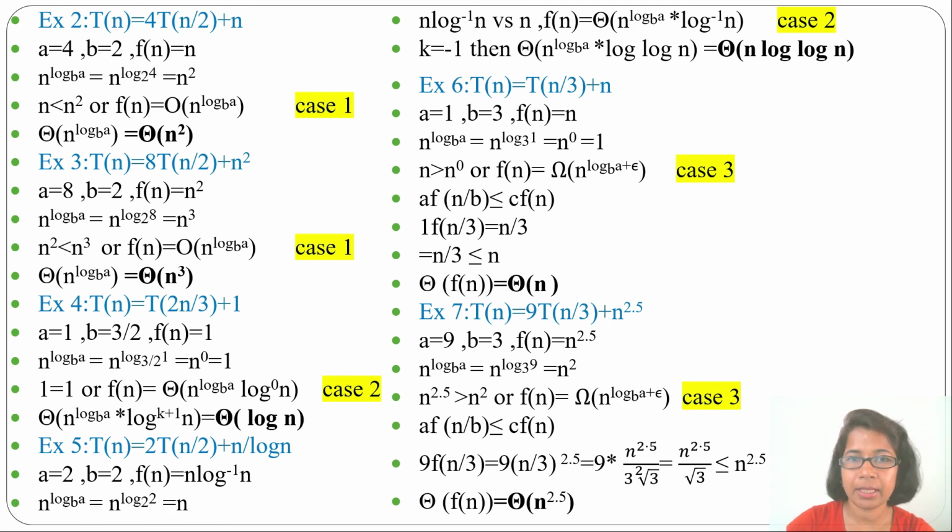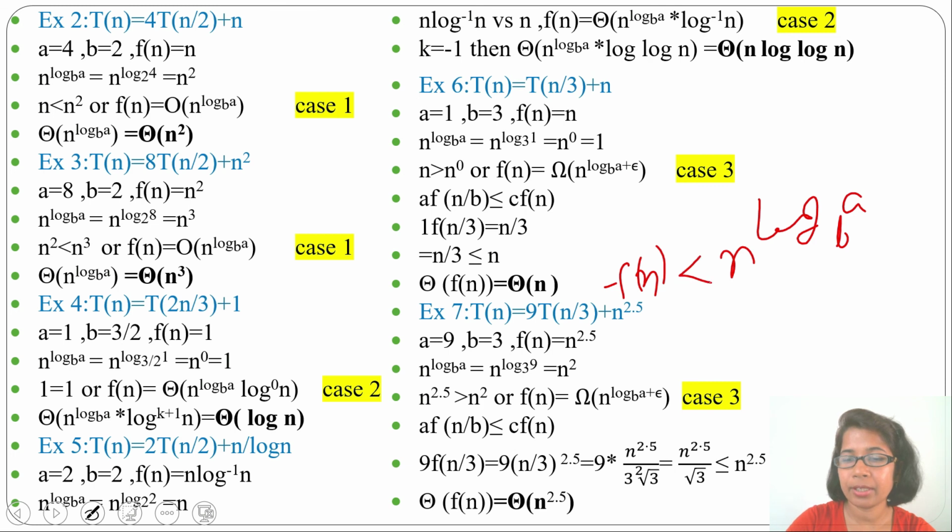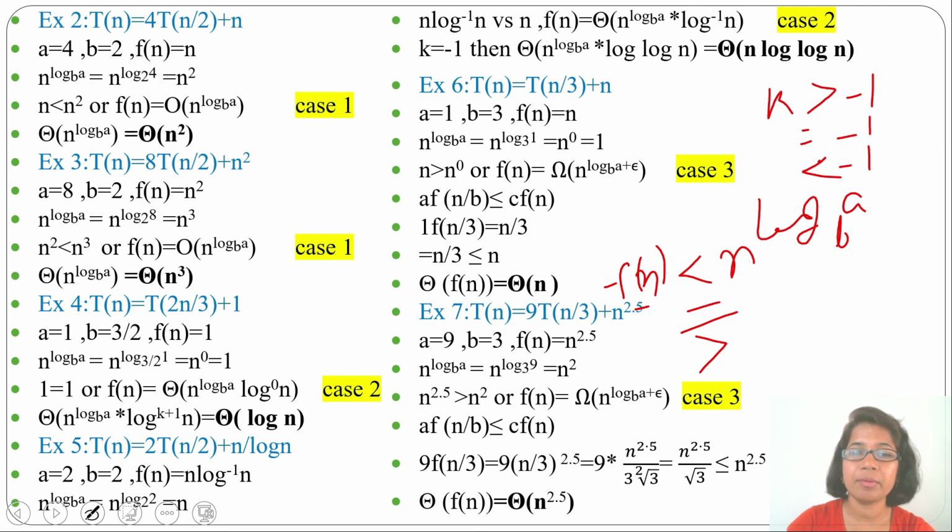Applying the master theorem is easy. First identify what a is, what b is and what the function is. Next find n power log a base b, then compare it with the function. If n power log a base b is greater than the function, it is case 1. If it is equal, then it is case 2. If it is less than, then it is case 3. In case 2 there are also 3 subcases. The k value can be greater than -1, equal to -1, or less than -1. Try to remember that master theorem, and you can easily solve any type of divide and conquer recurrence.